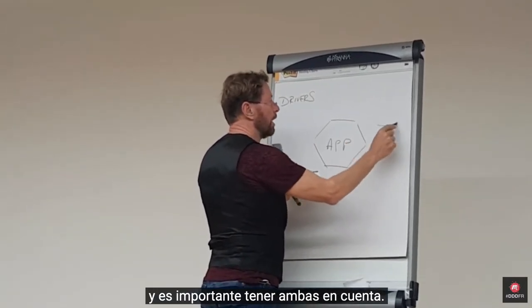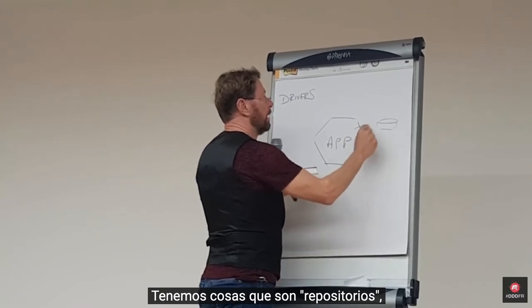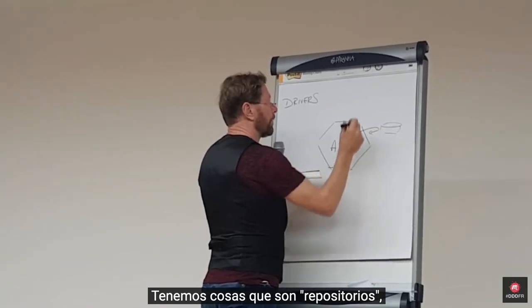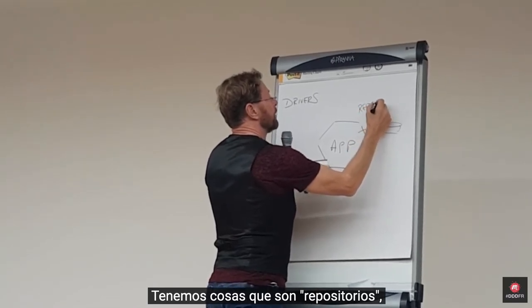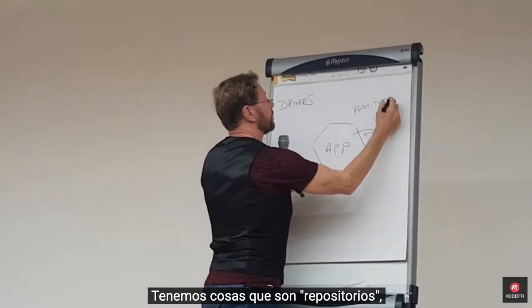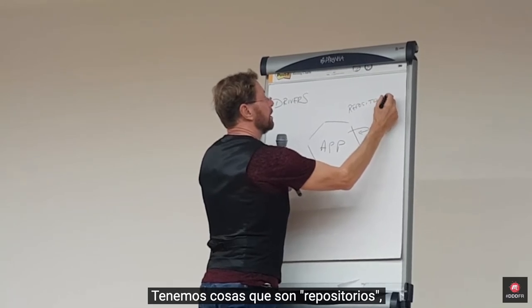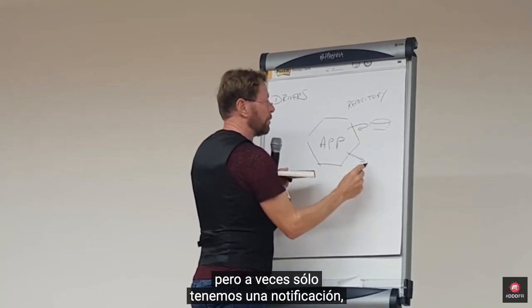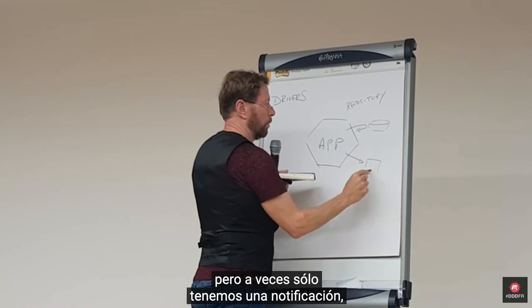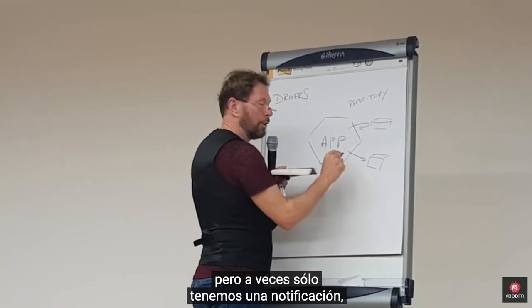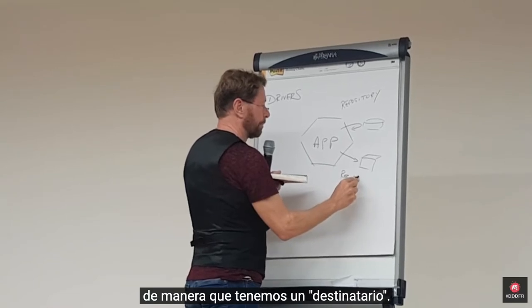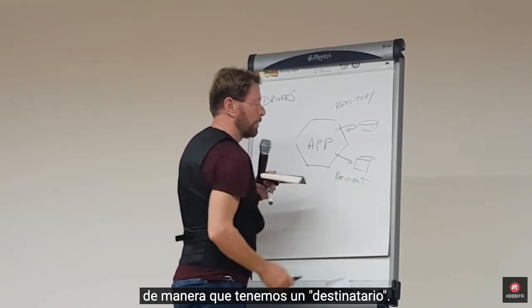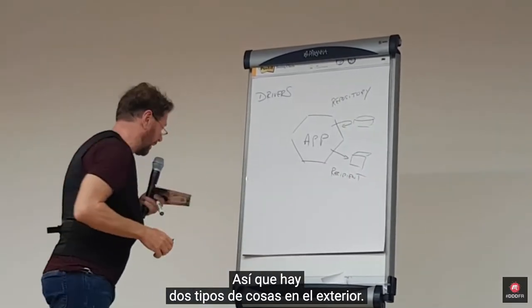On the right, you've got two kinds of things, and it's important to keep them both in mind. You've got stuff that are repositories. I'm writing the word repository. You might have a repository on this side, but sometimes you have just a notification, so you have a recipient. So there's two kinds of things on the out.